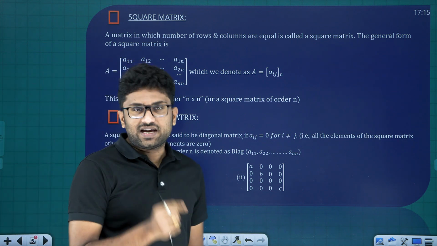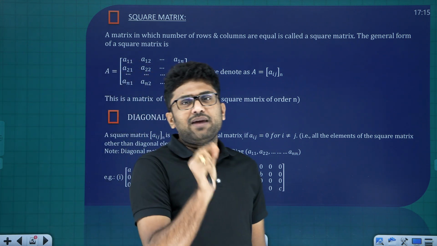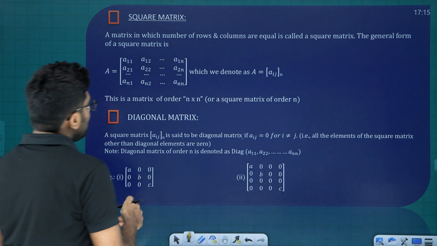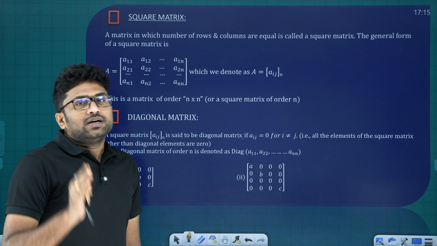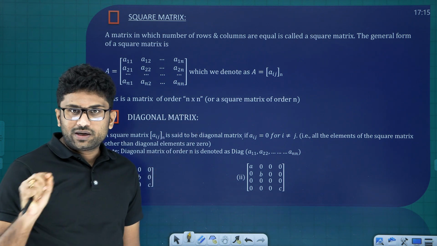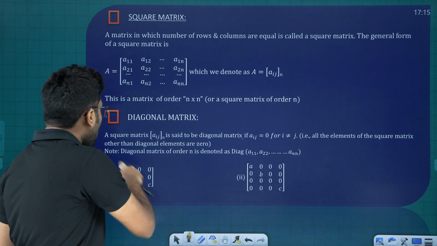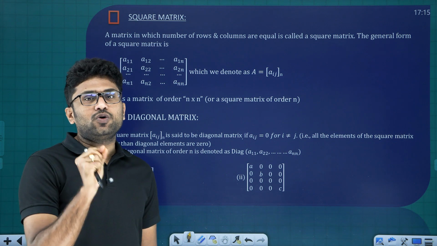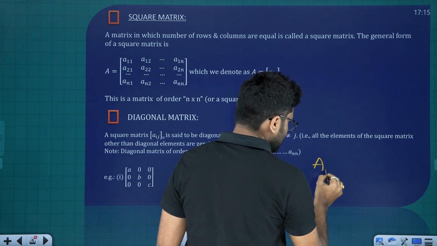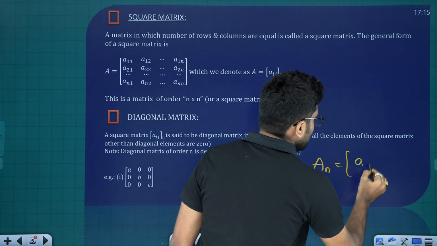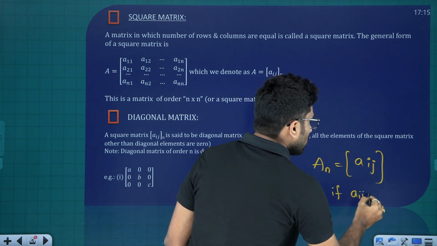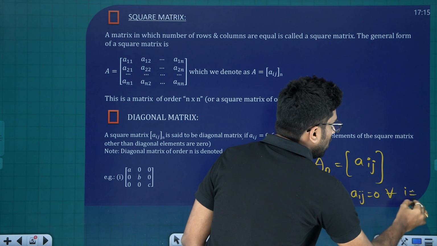Next, square matrix. As we have discussed earlier, a matrix in which the number of rows is equal to the number of columns is called a square matrix. Next, diagonal matrix. A square matrix is said to be diagonal only if all the non-diagonal elements are 0. So a square matrix of order n is said to be a diagonal matrix if Aij is equal to 0 for all i not equal to j.